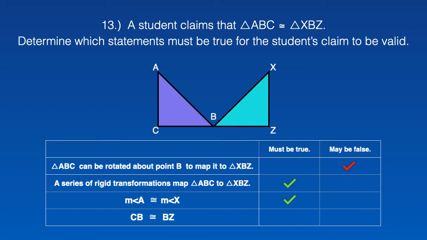That means the length of segment CB has to be the same as the length of segment BZ. So in this case, that has to be true. For this one, it doesn't matter that the order of the letters is not CB to ZB. If they had written that, that would have been correct as well. But because they're just talking about the length of the segment, that one must be true.